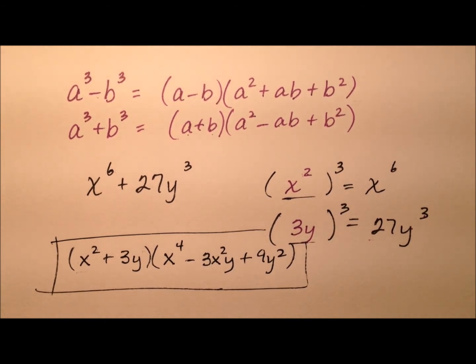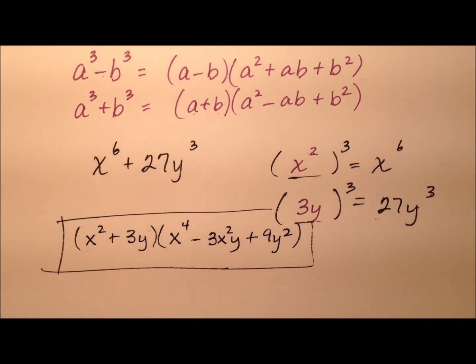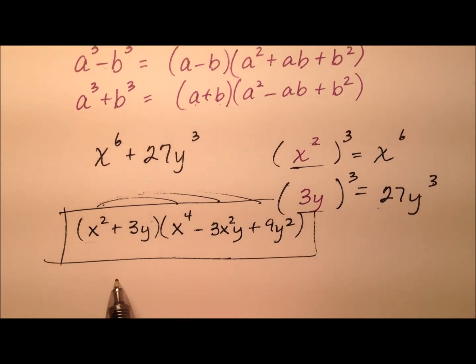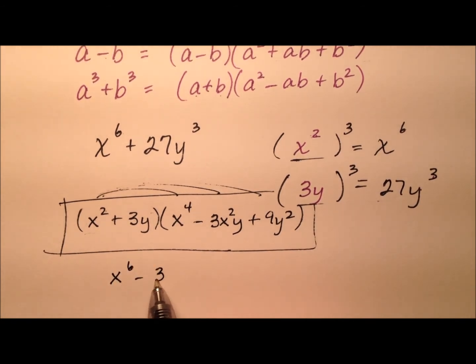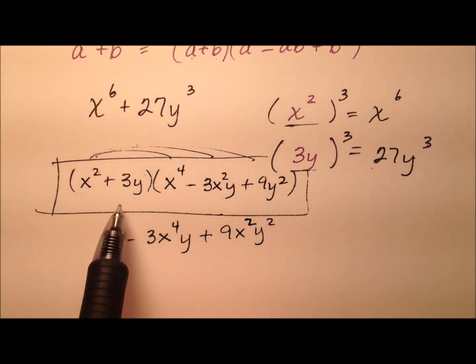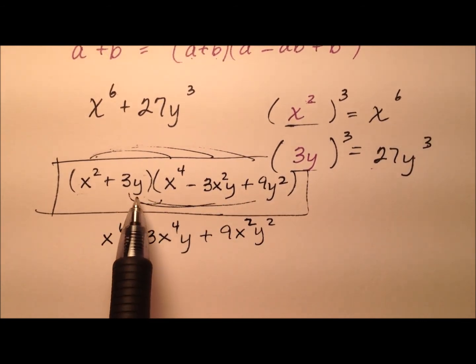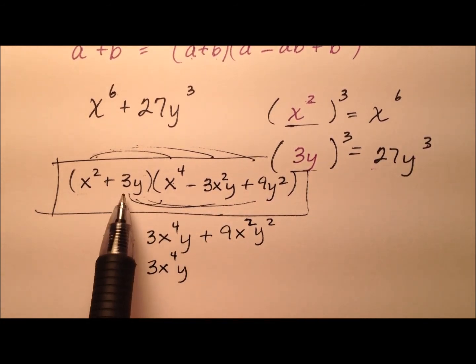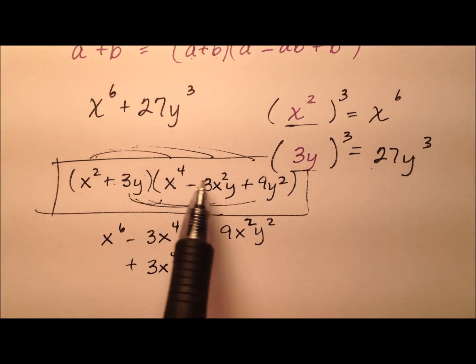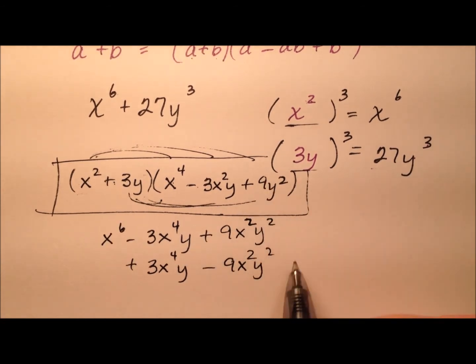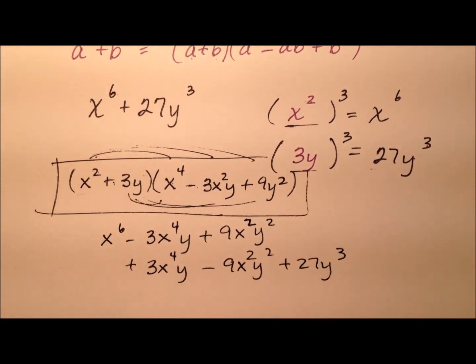And what I'm going to do, I'm going to take a moment and multiply this back out and show you why this works. Okay, so x squared, let's go ahead and distribute it through these three terms. And we get x to the sixth minus 3x to the fourth y plus 9x squared y squared. Okay, let's go ahead and take this 3y and also distribute it through. So we'll have 3x to the fourth y, it'll be positive. And then minus 9x squared y squared. And finally, plus, and it looks like 27y cubed.